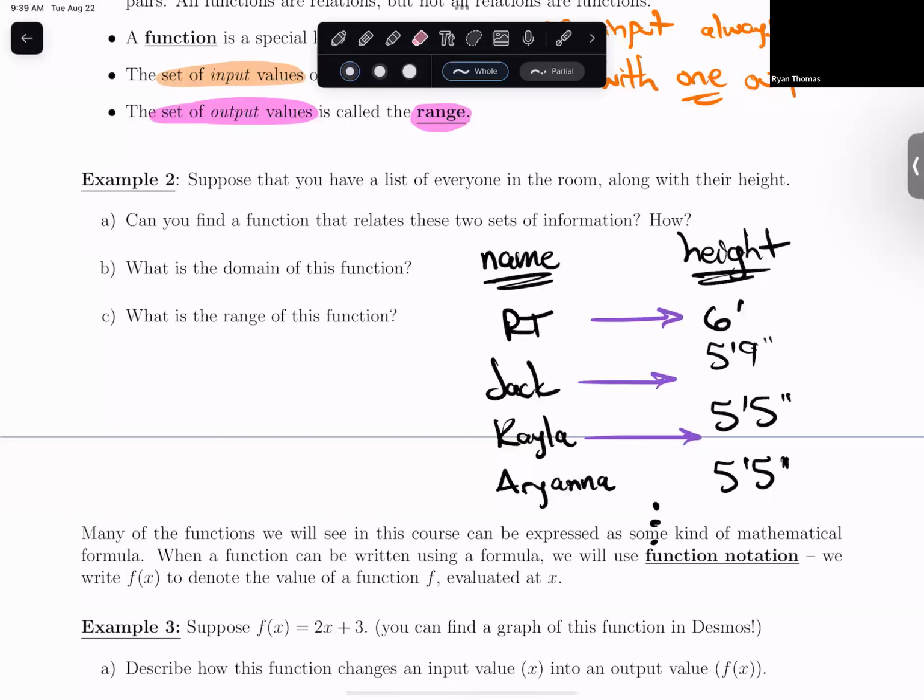If I ask who's 5'5", two people are going to raise their hands. That's a problem. Which is why I can't do this the other way, because then I would say 5'5", and I would have to connect to several people.